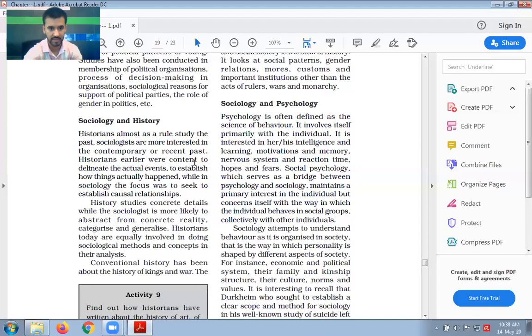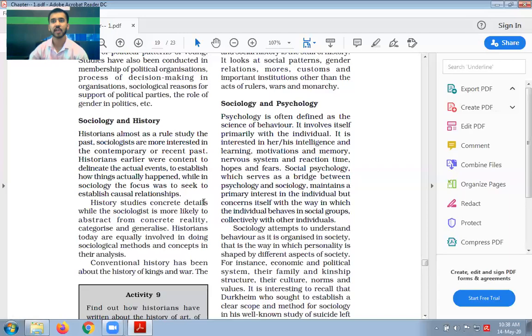I'm sure you understand that when we talk about the recent past or contemporary society, that is there in the present society, it is the work of sociologists. But when we talk about things that happened very long ago, it's the subject matter of history, right? Okay, history studies concrete details.